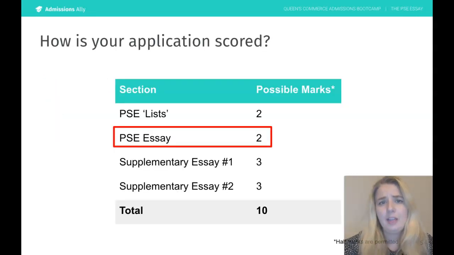So first, how is your application scored? Well, the PSE is scored 2 possible marks out of 10. So I think at first glance you may think, wow, this isn't really that much for how much effort I'm putting into creating this essay. But think about it. The PSE list section is 2 marks, which means all of your extracurriculars that you've been working so hard for, your awards, your work experiences are worth just as much as how well you do on this one particular essay. It's very important that you have a structure to it and you really are able to communicate what you have learned and what you have achieved in an impactful way.